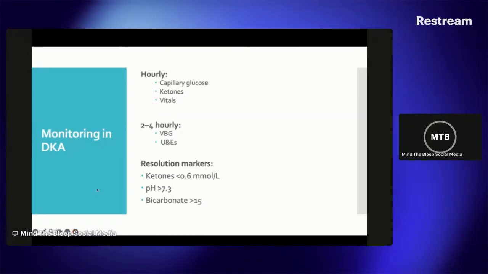Then in terms of monitoring, I've split it up into the initial hourly monitoring that you'll do within the first hour, then how you'll monitor the patient over the next 2 to 4 hourly period of time, and then how you deem that the DKA episode has resolved. So hourly, we'll monitor the capillary glucose, ketones, and vital signs. Every 2 to 4 hours, we'll do either VBG or urea and electrolytes to assess the potassium levels, metabolic acidosis, for example. And in terms of resolution, we just need to see if the 3 markers of DKA are resolved. So if the ketone levels are less than 0.6 millimoles per liter, the pH is over 7.3, and the bicarbonate levels are over 15.